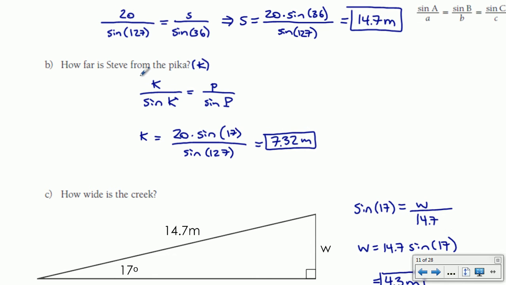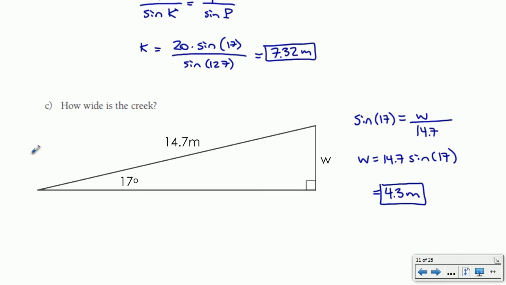In part B, we need to figure out how far Steve is from the pica. We just do K over K, P over P. We know what angle K is, we know what side length P is, we know what angle P is, so we just need to figure out what lowercase k is. And on to part C.